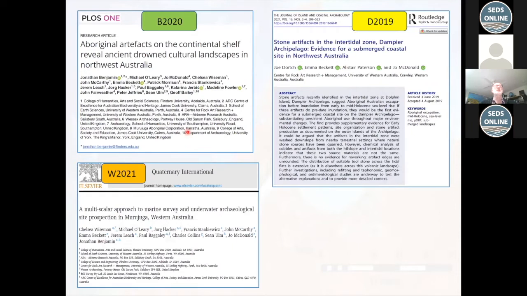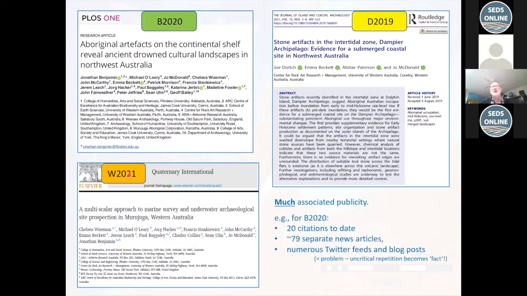The only thing you need to know on this slide, that they're real. I just pasted them from the web. B2020, D2019, and W2021. About when these papers came out, these were basically proposing the first underwater drowned cultural heritage sites in Australia. And they gained an enormous amount of publicity. For example, for B2020, this one here, there are 20 citations to date, today in fact, 79 separate news articles. It made the BBC News, ABC News in America, news all around the world. And of course, there are numerous Twitter feeds and blog posts.